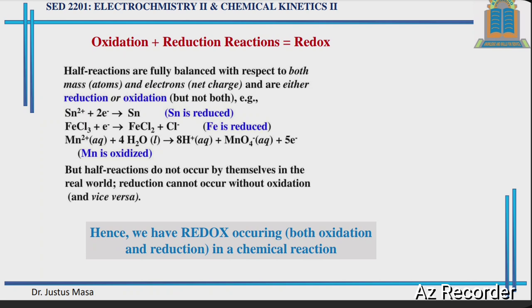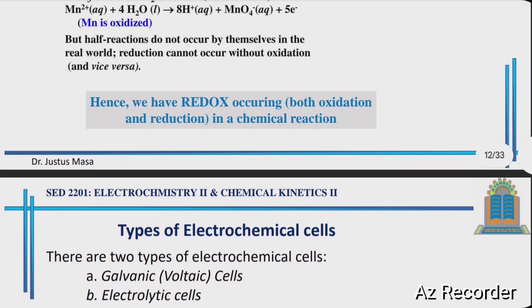So those are the half cells that we have in these reactions, but these half cell reactions don't occur by themselves in the real world. They all occur simultaneously with the other half. So it's the half cell reaction and then the other half cell reaction. All of them are occurring at the same time, or simultaneously, in what we call the redox reaction. So there are components that are being reduced and components that are being oxidized. Hence, redox reactions occur simultaneously in a chemical reaction.